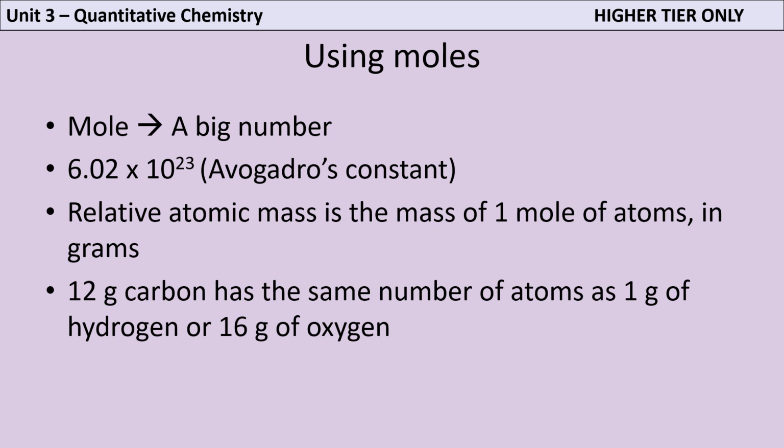It's important to understand here that the identity of a substance you're looking at isn't going to affect the number of particles in a mole. So although 1 mole of carbon has a different mass to 1 mole of oxygen, they both contain 6.02 times 10 to the 23 atoms.